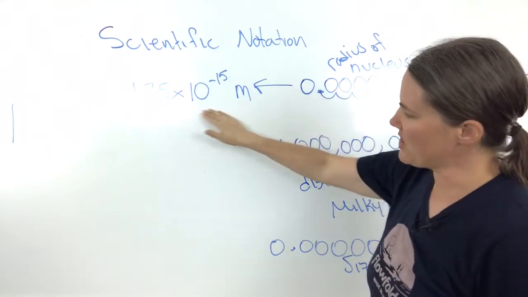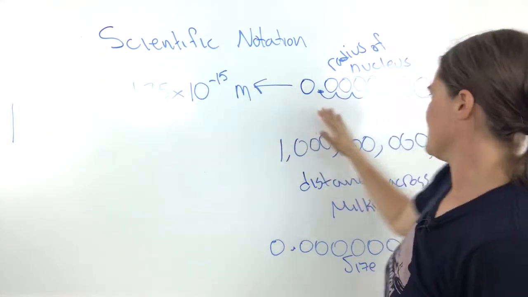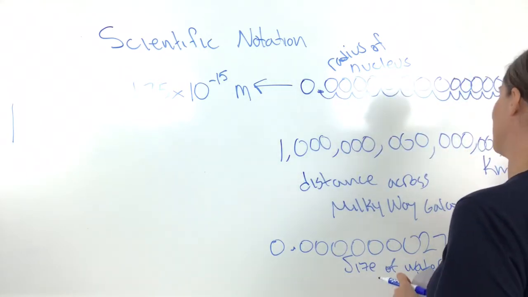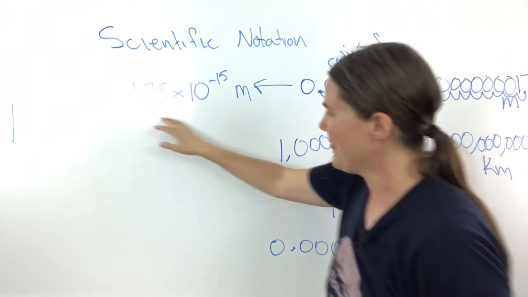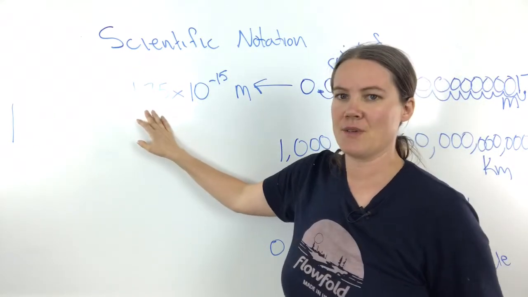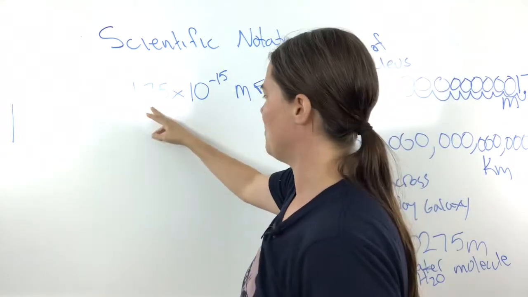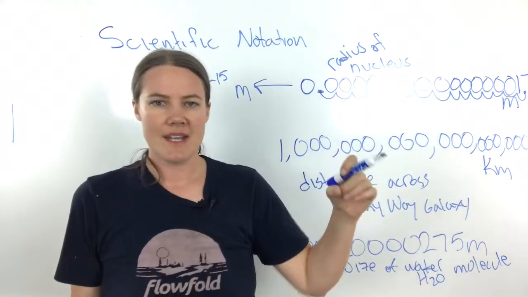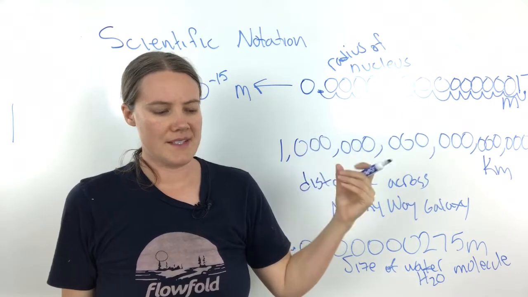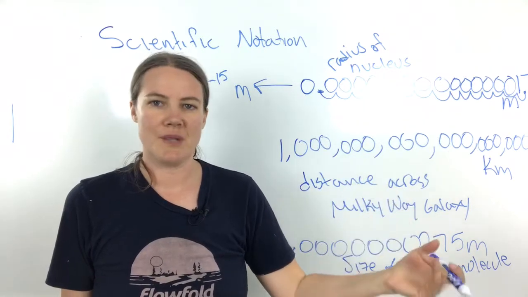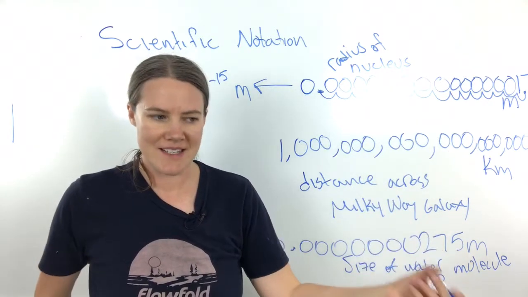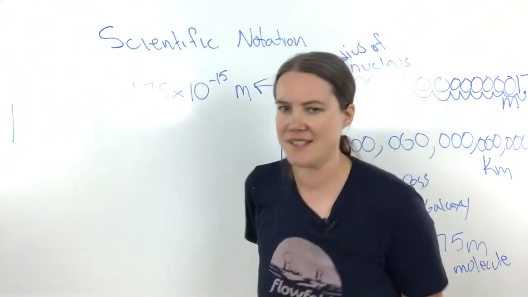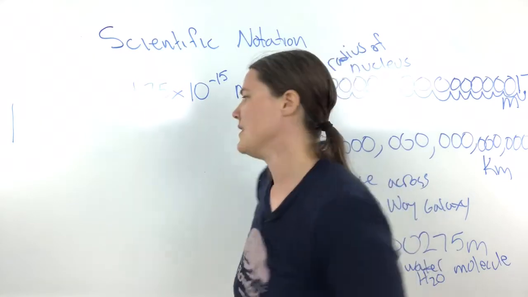You can kind of check this because this is a really small number here, like 0.00000000175. And so over here, when we've written it in scientific notation, we have the 1.75 times 10 to the negative 15. If we're basically multiplying it by 10 to the negative 15, this negative 15 indicates that this is a really small number.